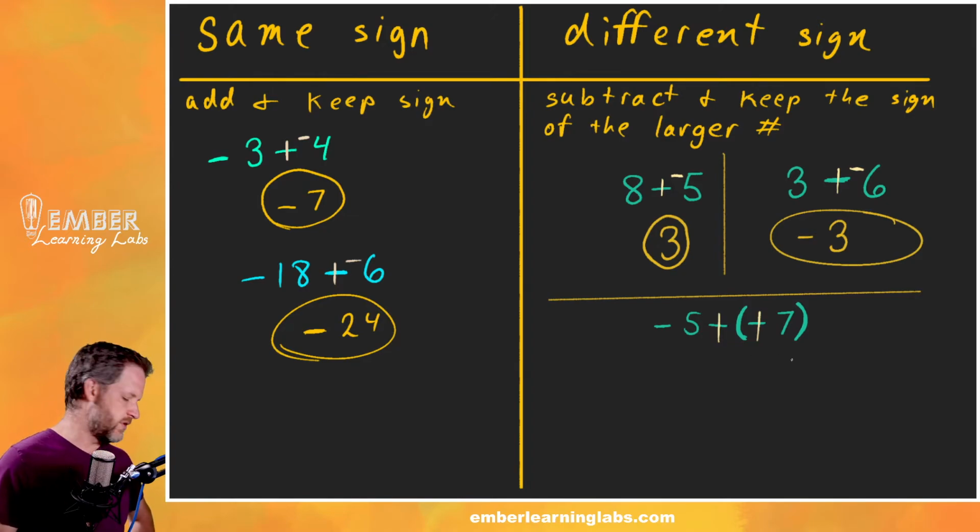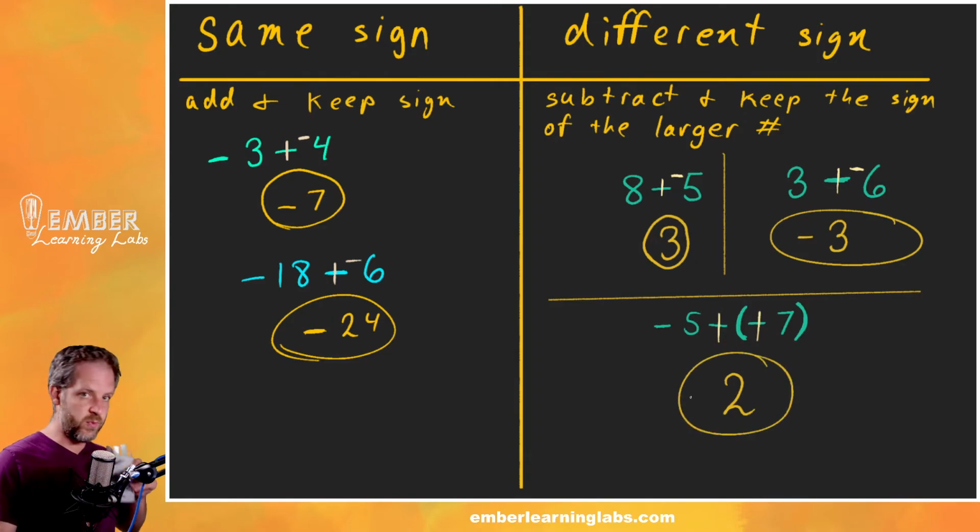So let's say 7 minus 5, which is 2. And then we've got to look and see which one's bigger, the 5 or the 7. The 7's bigger. It's positive, which means our answer is positive. Drink some water here. My throat is still all scratchy tonight.